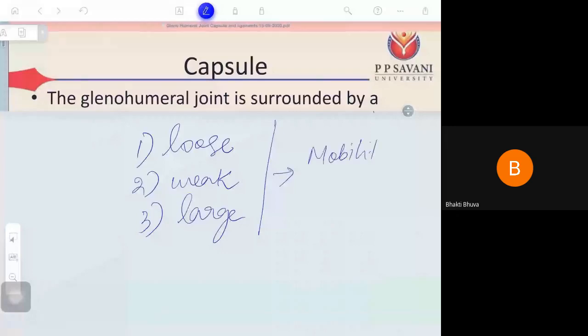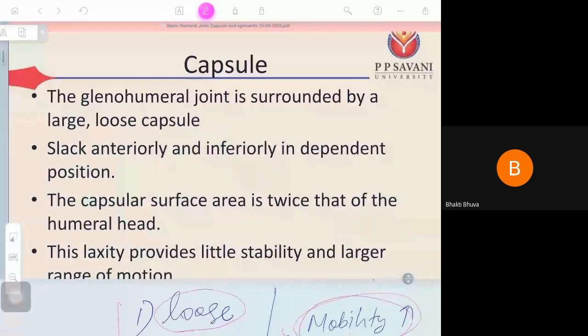Suppose if the ligament is tight instead of loose, the opposite, then what will happen to the mobility? Mobility will be restricted. Clear? And if the capsule is small, again the mobility will be reduced. So the purpose of these characteristics is to increase the joint mobility. Clear?